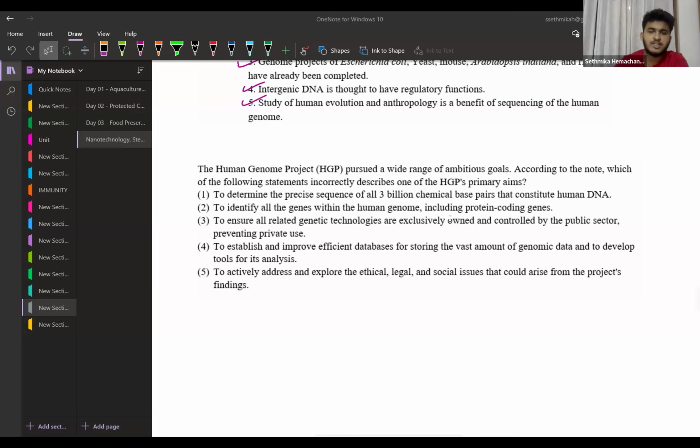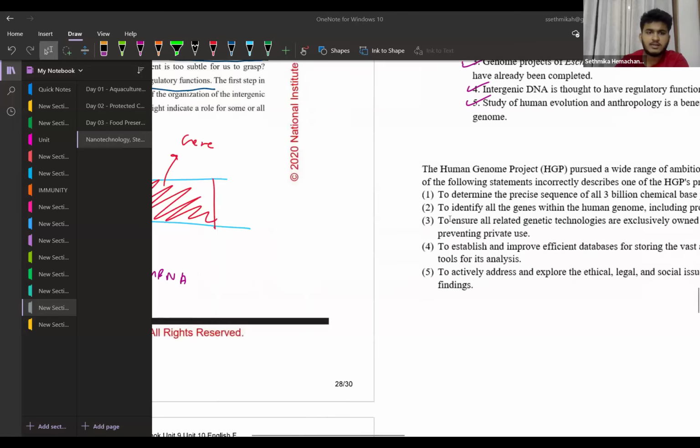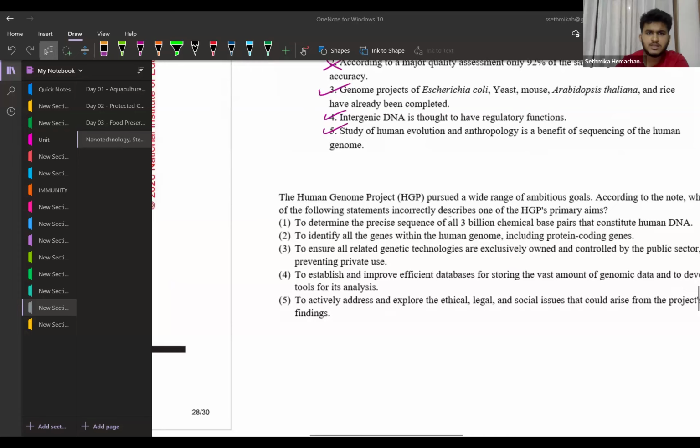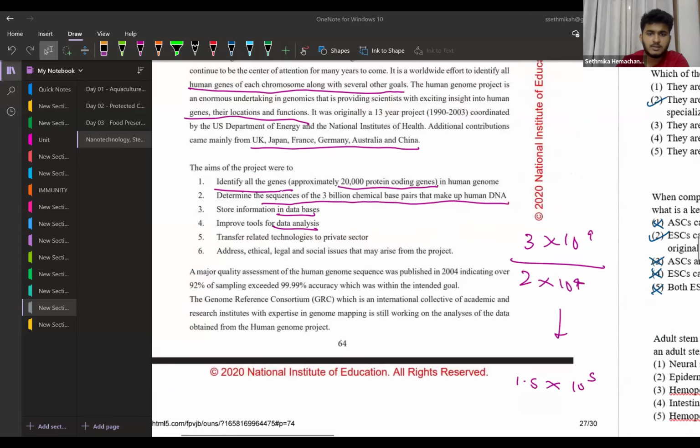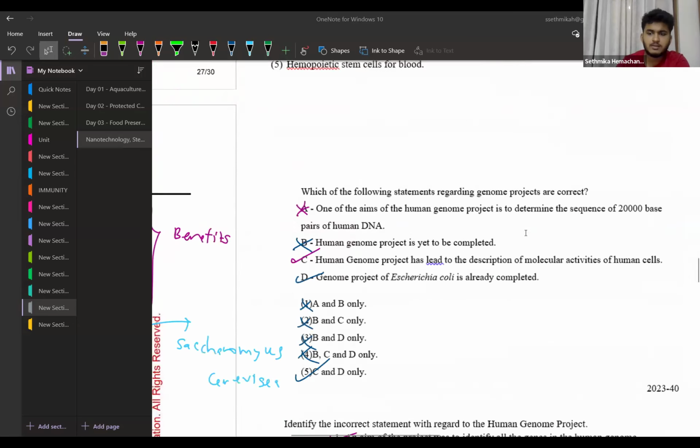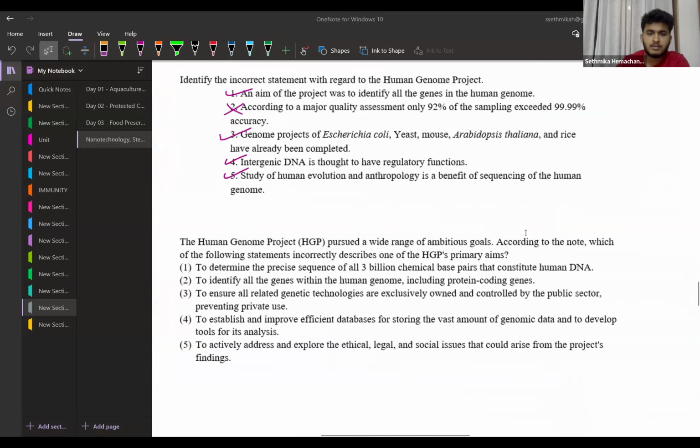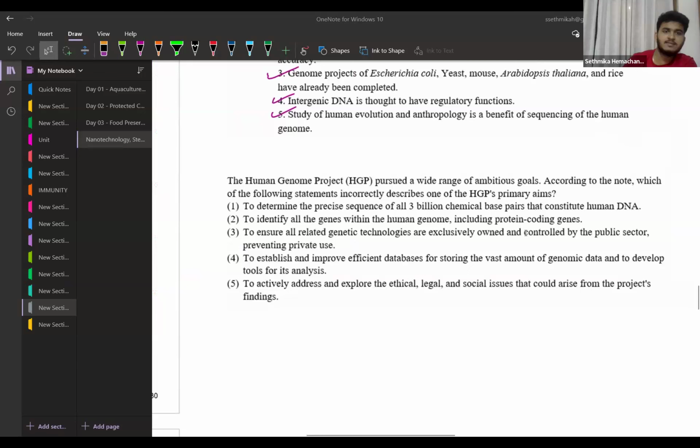The Human Genome Project pursued a wide range of ambitious goals according to the note. Which of the following statements incorrectly describes one of the Human Genome Project's primary aims? To determine the precise sequence of all 3 billion chemical base pairs that constitute human DNA. That's correct.